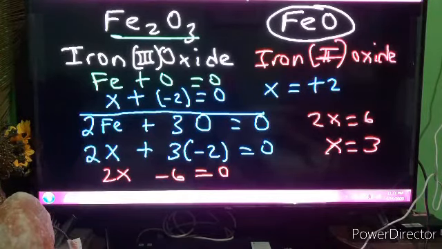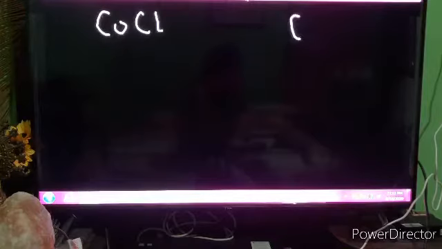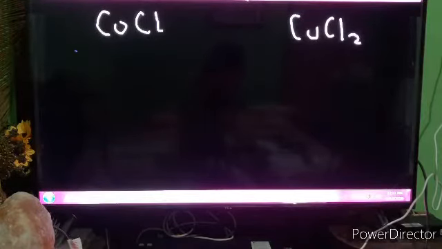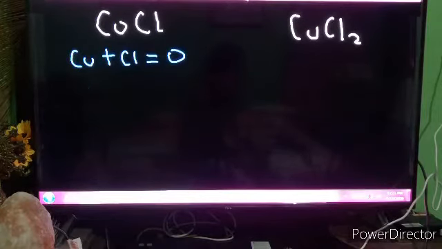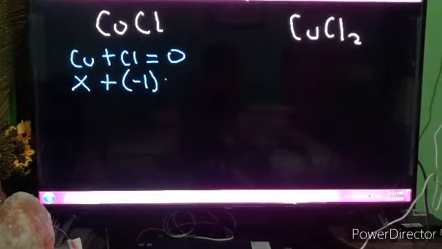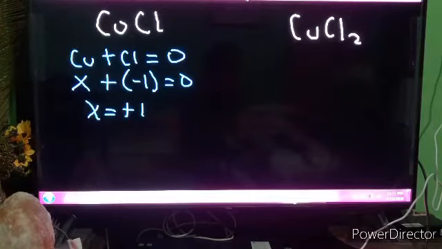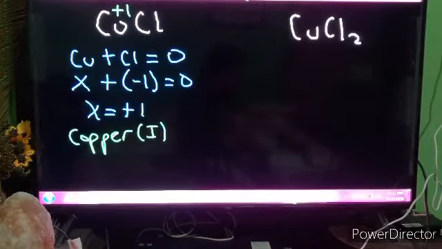For the sake of practice, let's try a few more examples. Let's say we want to name CuCl and CuCl2. So copper plus chlorine should equal 0. We're going to solve for copper. Chlorine, based on the periodic table, has a -1 charge. So x equals +1. So copper has a +1 charge. So therefore, to name it, we're going to say copper 1 chloride.